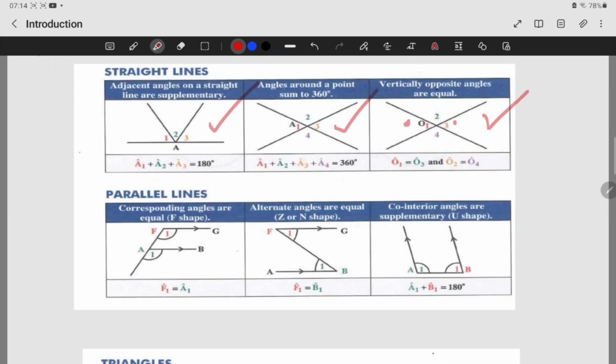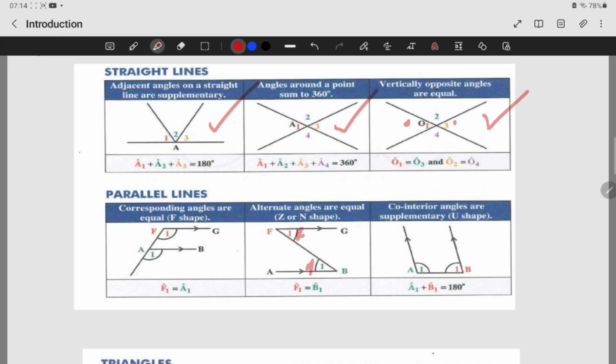Then you look at the parallel lines. If we've got two parallel lines, we can use corresponding angles, alternate or co-interior angles. Corresponding angles form an F. As you can see here, angle F1 is equal to angle A1 because there's an F formed. That is corresponding angles. Then we've got alternate angles, which are your Z or your N. In this case, you can see that F1 is equal to B1.